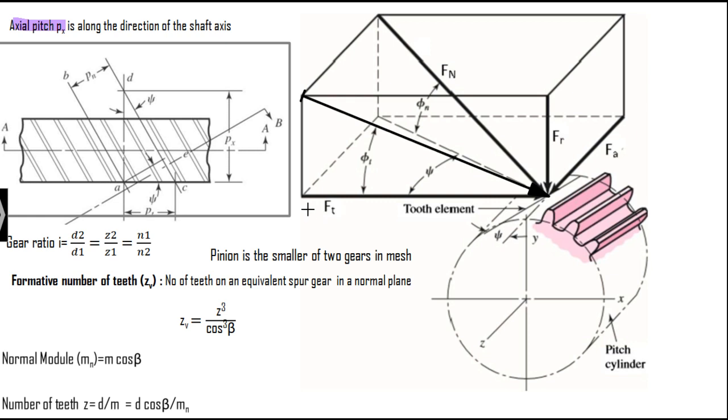But that was not the case of a spur gear. It was only in a two-dimensional plane. If you consider this rectangular box, that was the plane of consideration for the spur gear, because the force was the diagonal of this rectangular box. But now it has changed. Now it has taken the position here. This is the direction of action. So we have to consider the three-dimensional type of analysis.